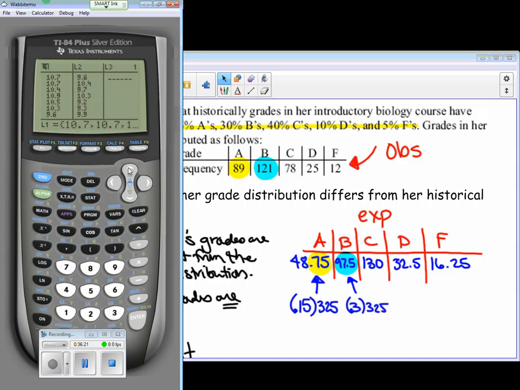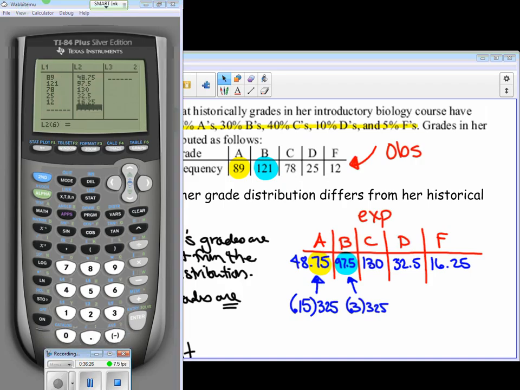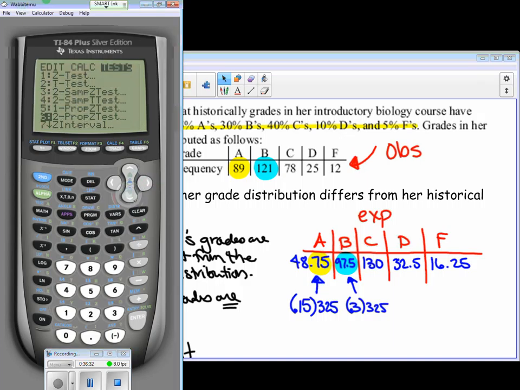So I'm going to pause the recording and enter that information. So I've got the data listed in list 1 and list 2. We're going to go back to our tests. We're going to choose option D again, which is our goodness of fit test. We have to change our degrees of freedom, though, to what? 4, because it's the number of categories minus 1, and we'll go ahead and calculate it.